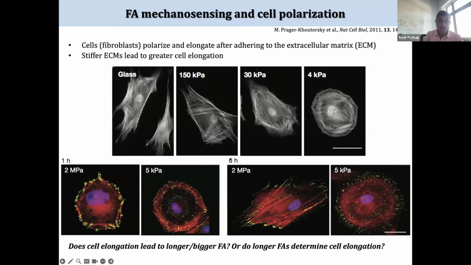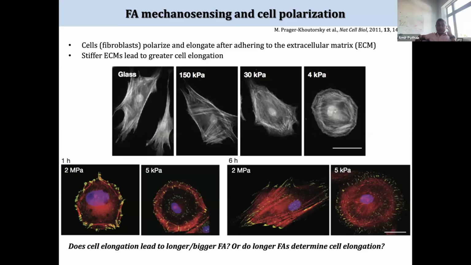So that goes on. This is a 6-hour video. Here the cell is more elongated on the stiffer substrate, and on the rightmost panel, 5 kPa, the cell is still round, and focal adhesions are smaller. Another thing to note is that in the third panel from the left, 2 megapascal, 6 hours, focal adhesions are pretty elongated. That raises another question: is cell elongation causing longer and bigger focal adhesions? If the cell has already picked a direction, then it is pulling forces in that direction, and that is, of course, going to give rise to elongated focal adhesions in this direction.